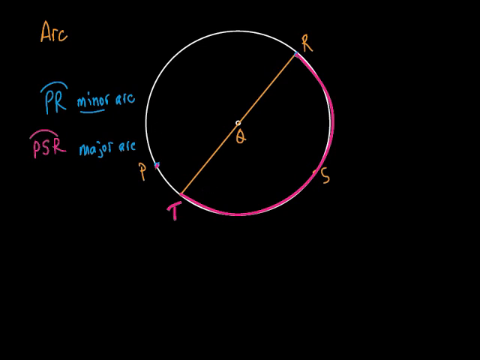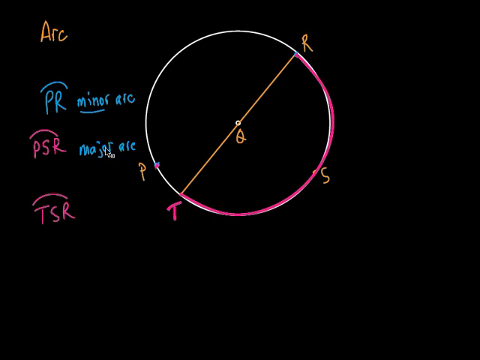So just like with the major arc, we want to use 3 letters to go halfway around the circle. So I would call this arc TSR. Now I could have called it RST. That doesn't make any difference, as long as S is in the middle. The T and the R are the endpoints. You see that? The S is in the middle, so we could call it arc TSR. So that pink arc right there would be TSR.